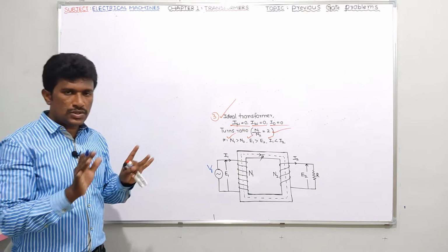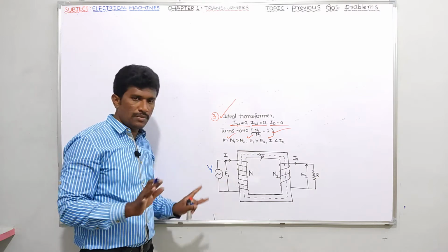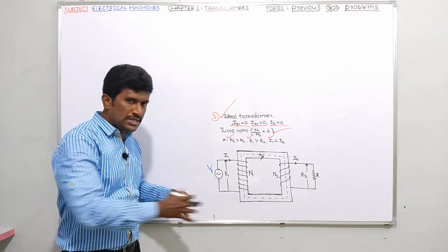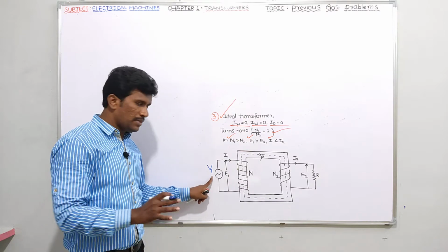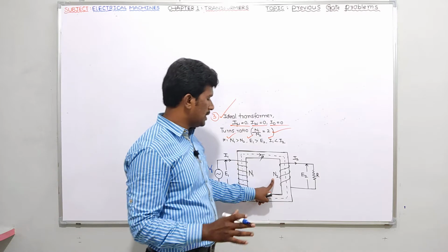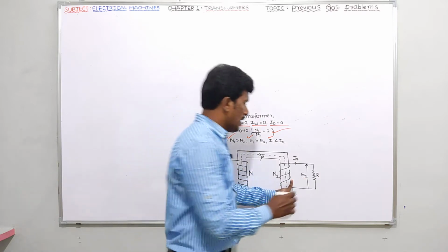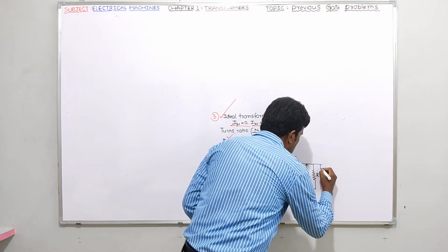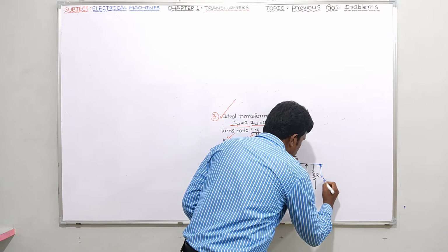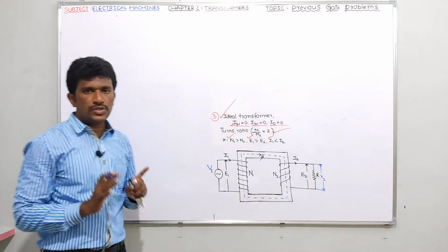Let us assume that the voltage source name I kept is V1, and I will take this E1 as the primary induced EMF. In my discussion now, I am just taking V1 as the supply voltage and E1 as the primary induced EMF. N1 turns as usual, N2 secondary turns as usual, and this E2 I will take as the secondary induced EMF, and here the load voltage I will take as V2. Is it okay?